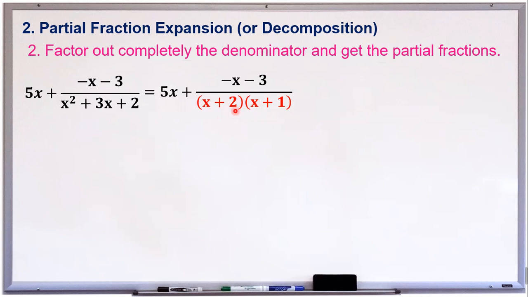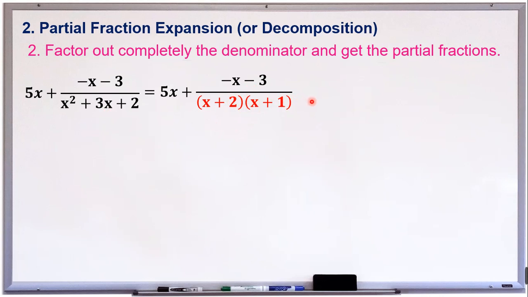That is, square the first term of the binomial, that is x times x is x squared, and then multiply the last terms of the binomial, that's 2 times 1, that's equal to the last term of the trinomial. And then to get the middle term, you're going to get the product of the inner and the outer terms of the binomial, and then add the two products, and that will result to 3x. Okay, so once we have already factored out the denominator completely, the next step is to generate the partial fractions in terms of the constants.